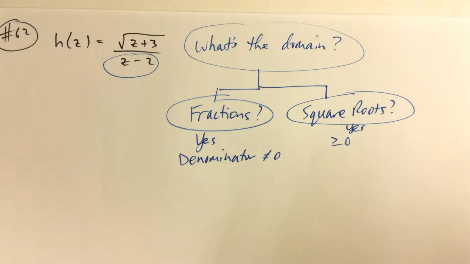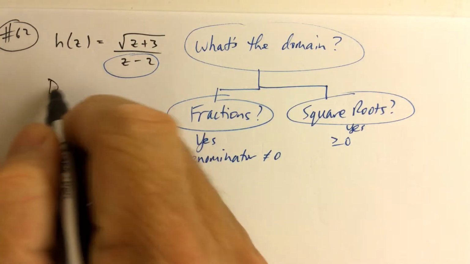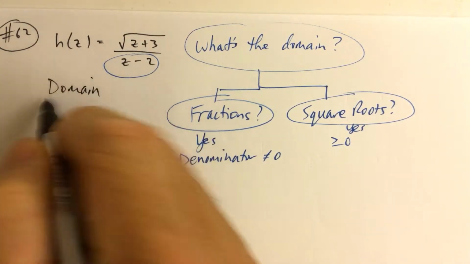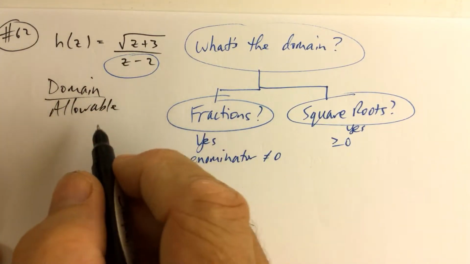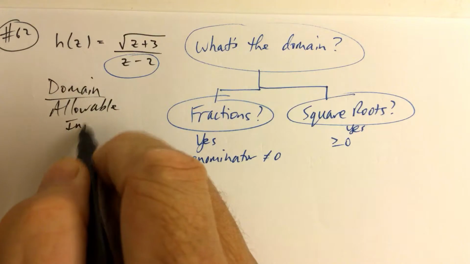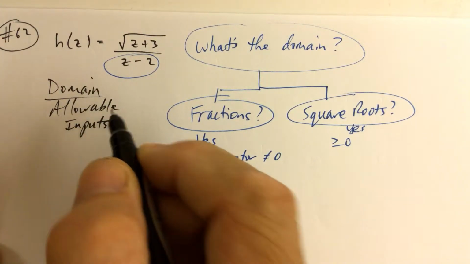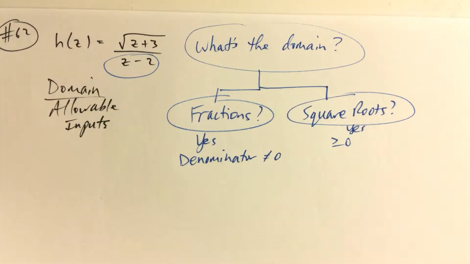In finding the domain of a function, the first thing you need to be able to answer is, well, what is the domain? What does that mean? The domain is all the allowable inputs. Allowable meaning what you're allowed to plug in. So if we're thinking about the definition of a function, a function is a rule that assigns to each input exactly one output.